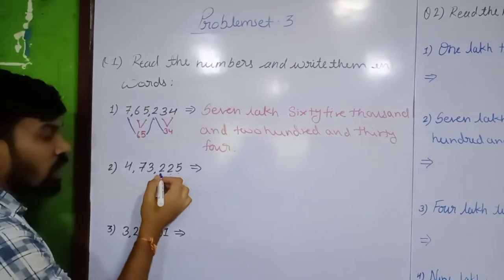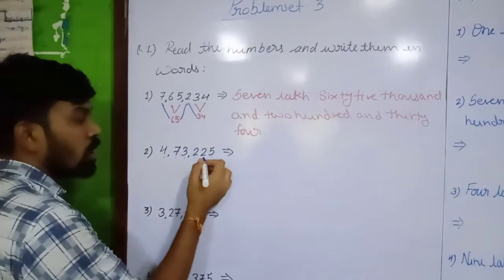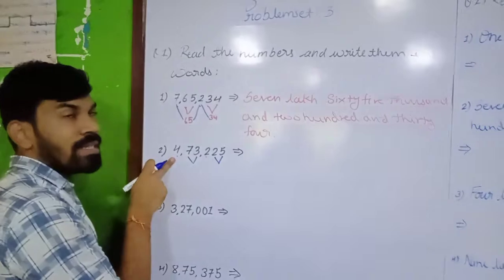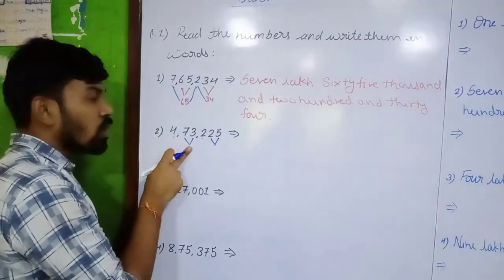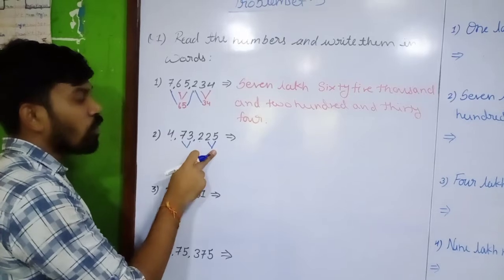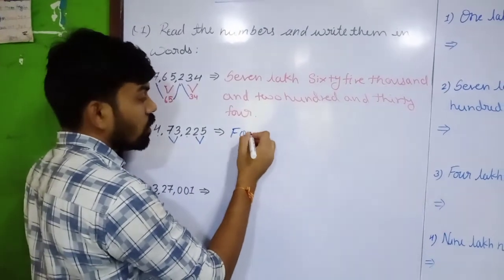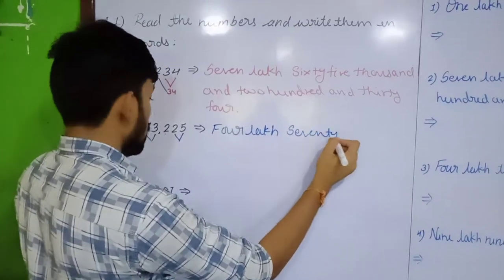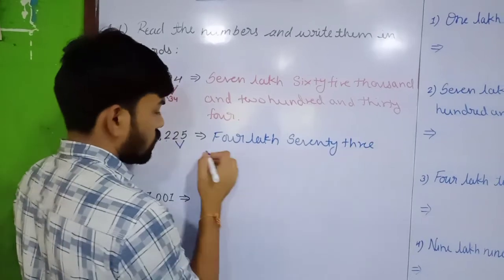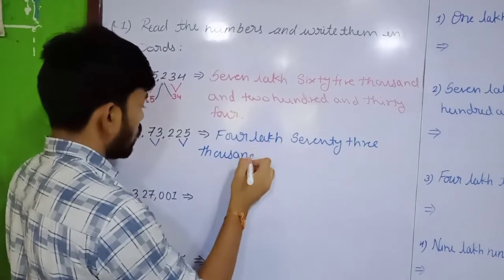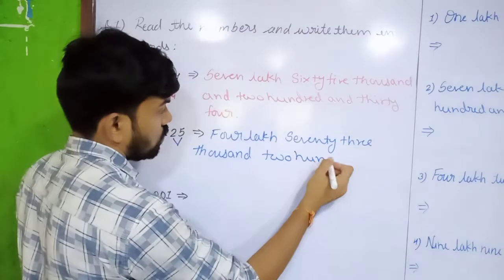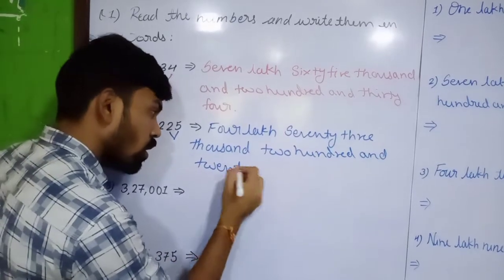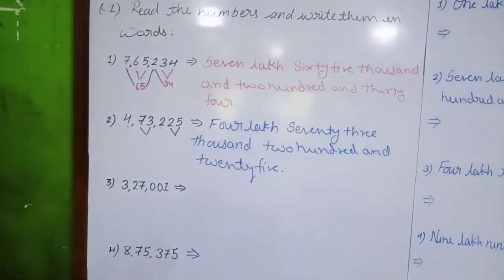Come to the second one. Again, unit, 10, 100, 1000, 10,000, lakh. Unit and tens together, 100 individually, 1000 and 10,000 together, and lakhs individually. 4,70,225. 4,73,225. This way we can write.